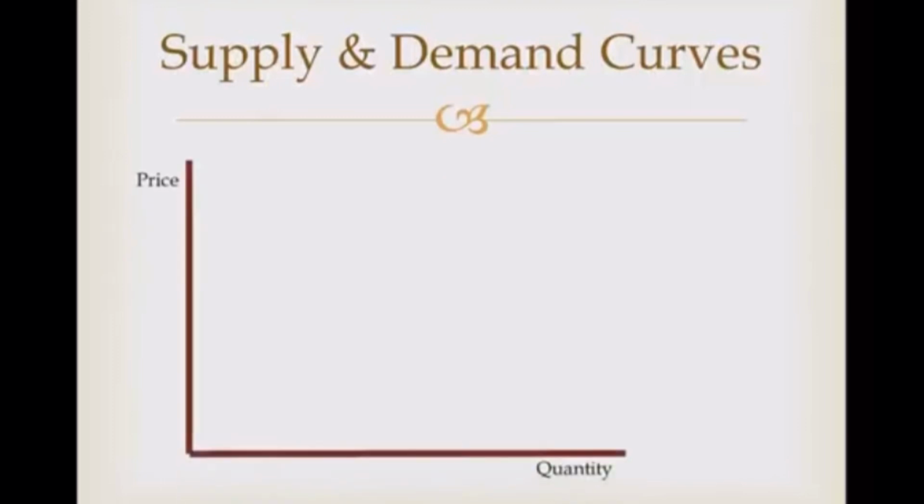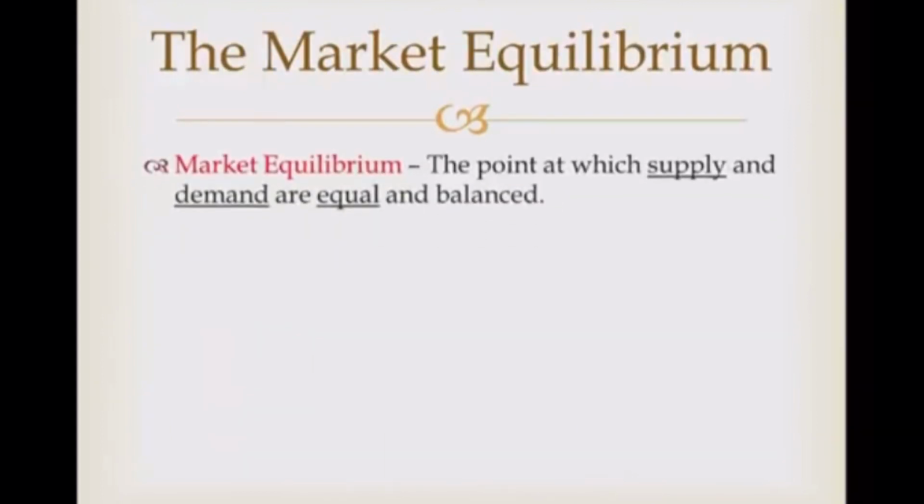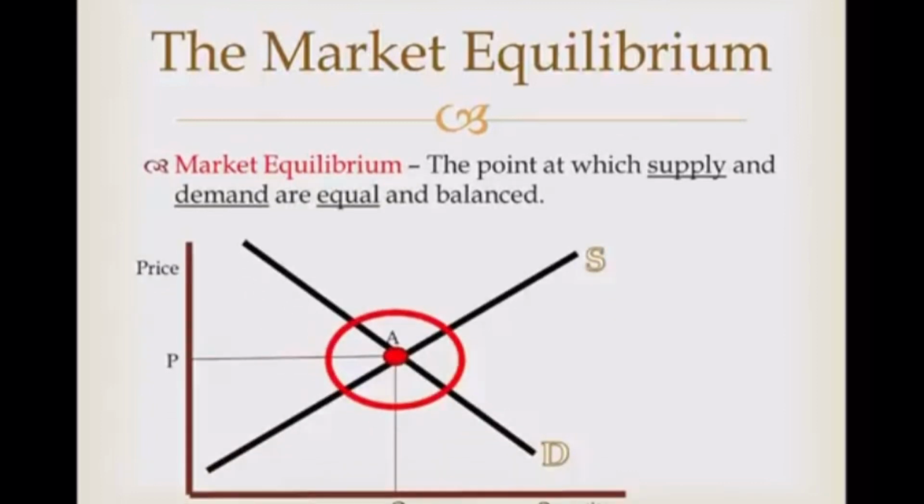Well, it looks something like this. We have the axes, and in this case we don't put quantity supplied or quantity demanded on the x-axis, we just put the quantity of the good. This is because we need both graphs to cross each other, and this is what it looks like. The market equilibrium is the point at which supply and demand meet, and this is shown by point A. So what is the market equilibrium? Well, the market equilibrium is the point at which supply and demand are equal and balanced. So as indicated, this is point A.